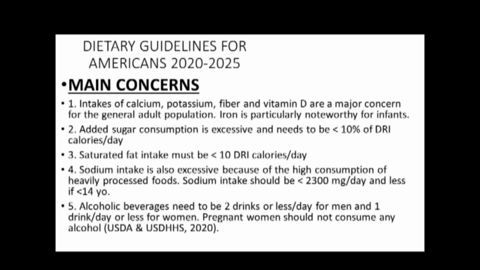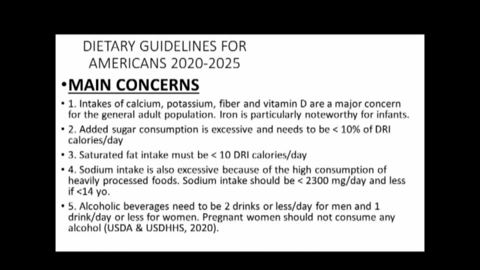The Dietary Guidelines for Americans 2020-2025 actually is a carryover from the 2015 ones. Concern here is basically the intake of calcium, potassium, fiber, and vitamin D. These are major concerns for the population, in addition to iron, particularly for infants. Added sugar is also recognized as being excessive in the population, needs to be less than 10% of the calories. Saturated fat also needs to be less than 10% of DRI calories.